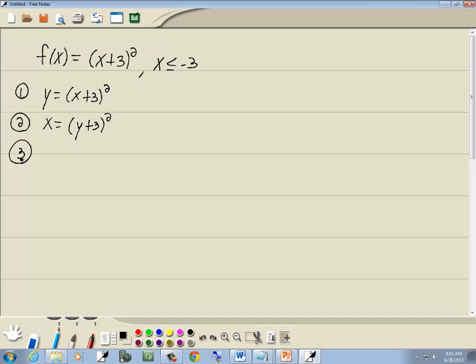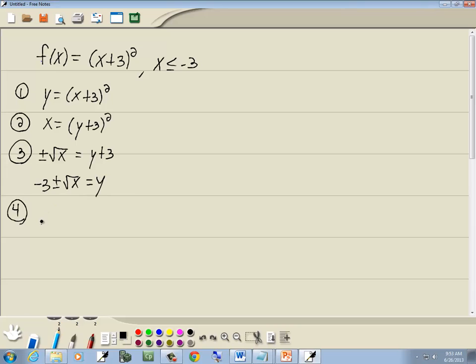Step 3, solve for y. Well, we got something squared equal to the other side, square root property. We'll drop our squared and we'll put a plus or minus square root on the other side. So we got plus or minus square root of x is equal to y + 3. Now we're solving for y, so we're going to take 3 over. So we got negative 3 plus or minus square root of x is equal to y.